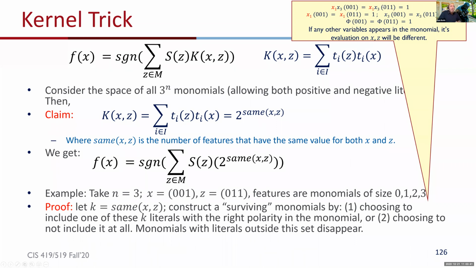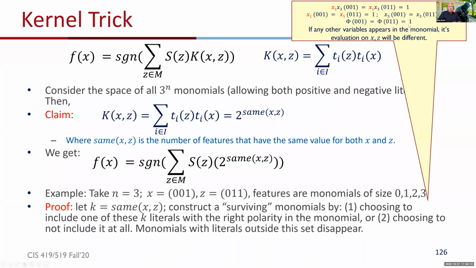Now that you agree on that, you would also agree that all the subsets of this also agree. What is a subset of this? It could be not x1: not x1 of 0, 0, 1 is the same as not x1 of 0, 1, 1. I can take x3, which is another subset: x3 of 0, 0, 1 is the same as x3 of 0, 1, 1. And of course, they agree on the empty monomial.